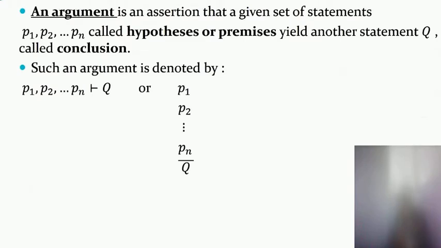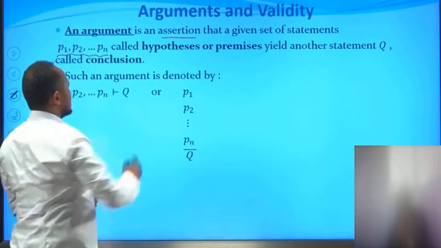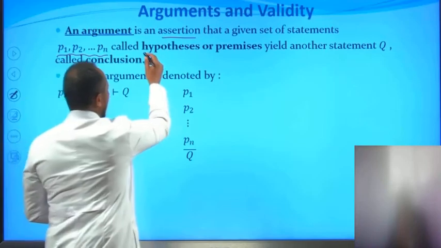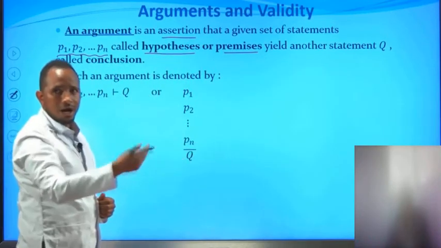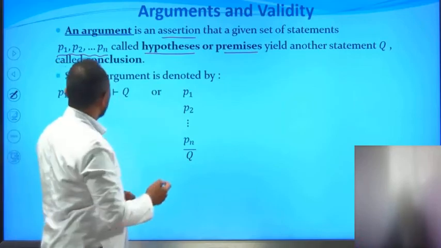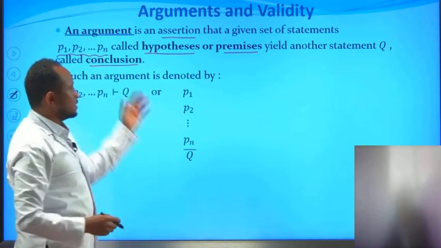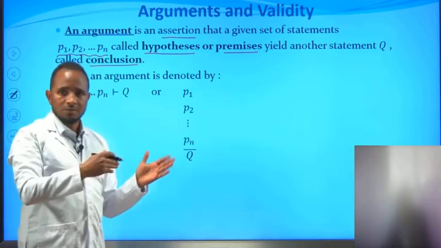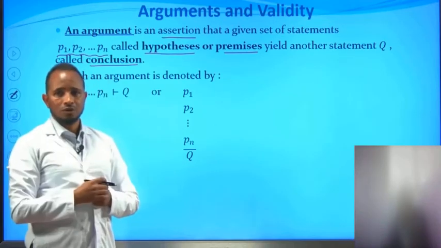An argument is an assertion that a given set of statements, P1, P2 up to Pn, which we call hypotheses or premises, yield another statement Q, which we call the conclusion. So an argument is an assertion that a given set of statements yields another statement, which we call the conclusion.